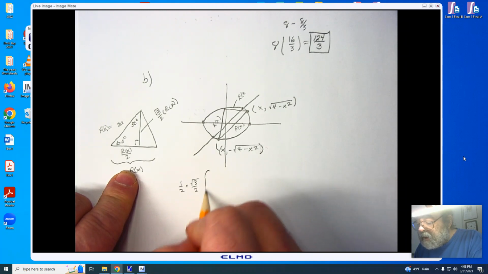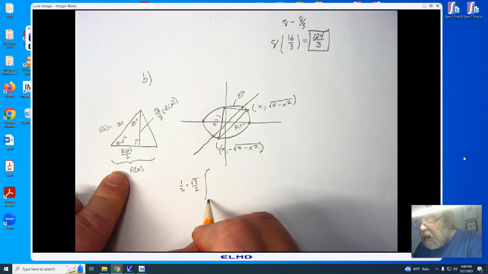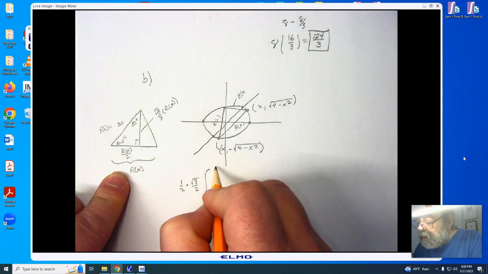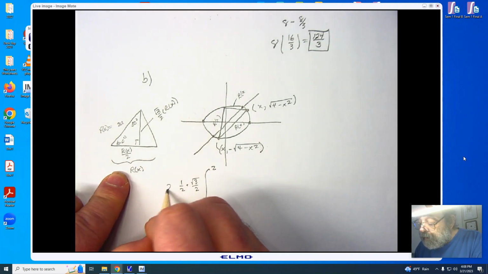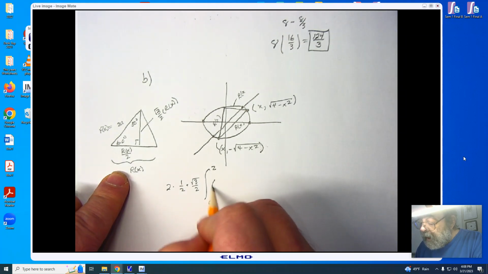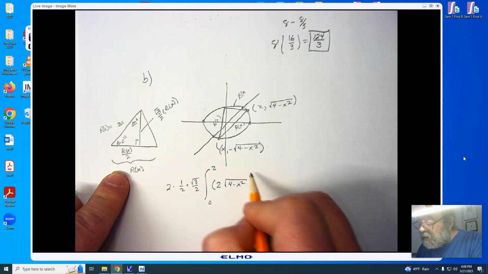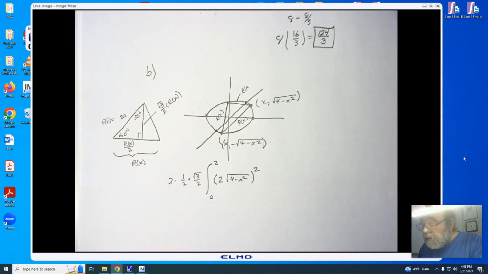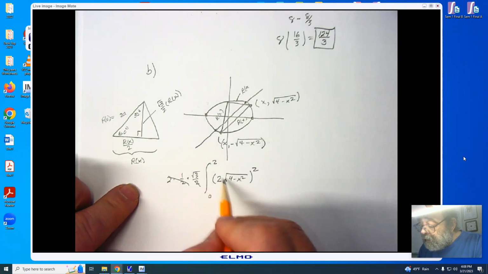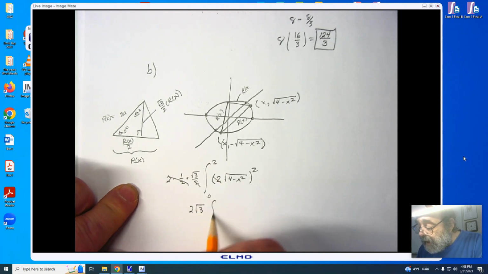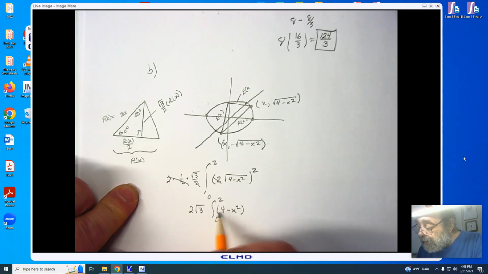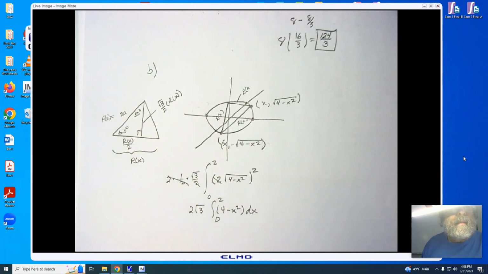And then I have the integration from, let's go 0 to 2, and I'm doubling it. And I have 2 of these square root 4 minus x squareds as my side squared. Those cancel, leaving me with a 2 root 3 outside, integrated 0 to 2 of 4 minus x squared dx. And I'm now ready to begin.